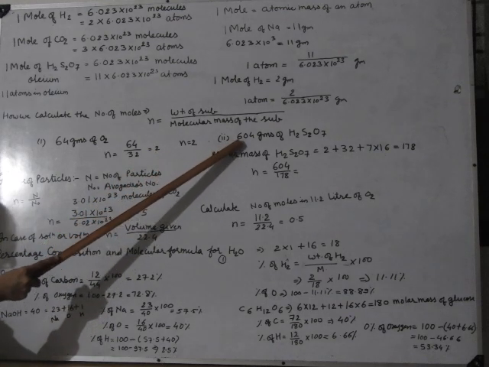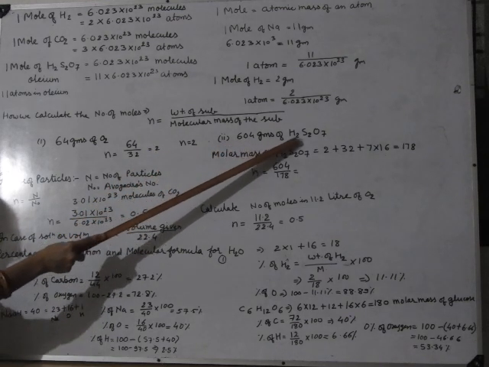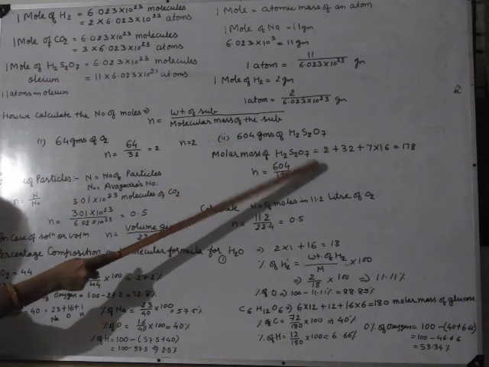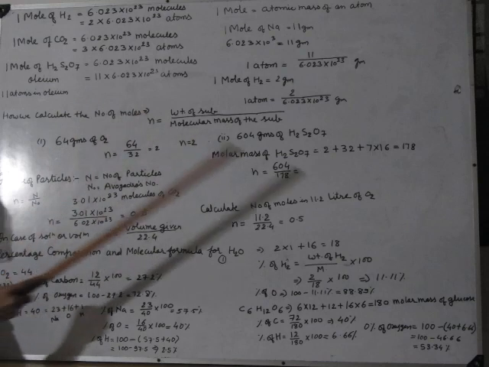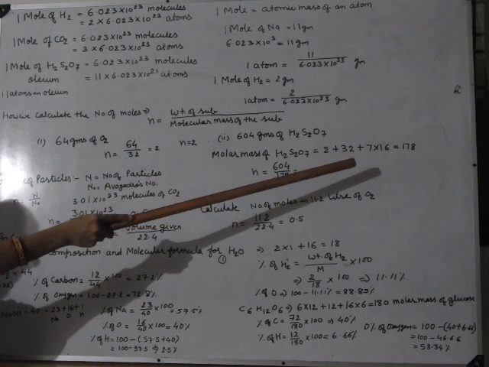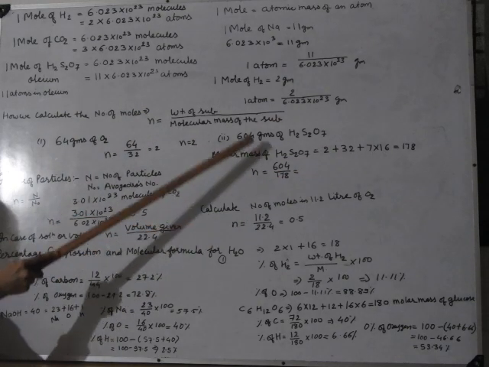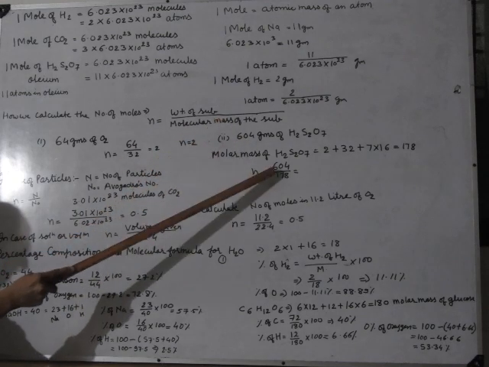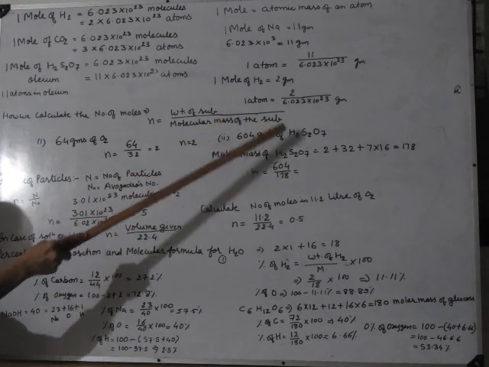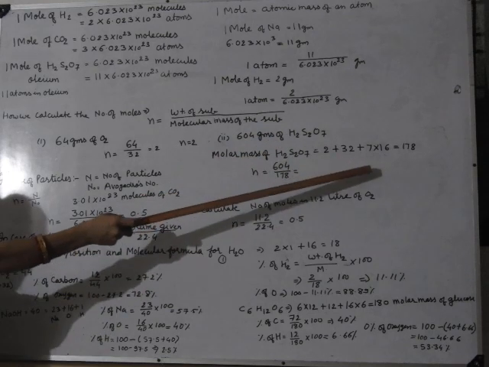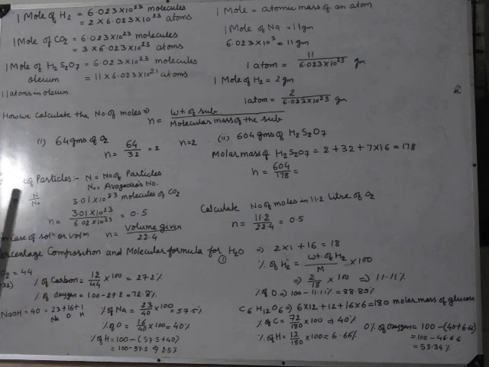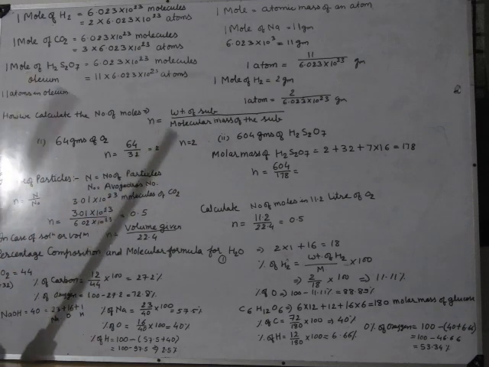And second example, 604 grams of H2S2O7 oleum लिया है, तो molecular mass of oleum having 2 plus 64 plus 7 into 16, 178. So n is equal to 604, the weight of substance, divided by the molecular mass of substance, 178. So in this way, we calculate the n.